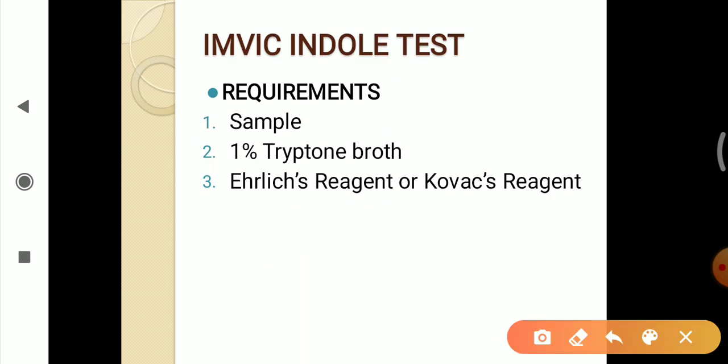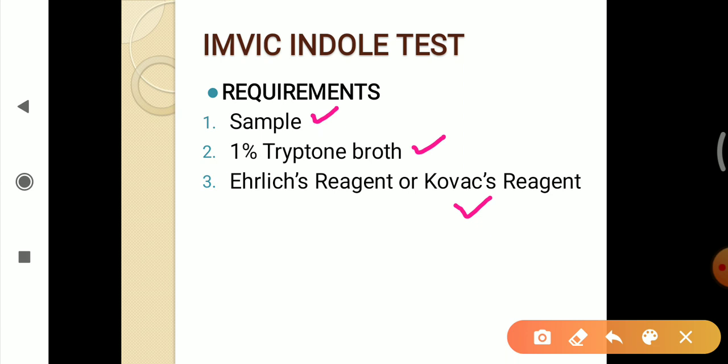So, what are the requirements for the test? First, the sample or a culture to be tested. We want to know whether our culture or sample gives a positive indole test or not. Second, sterile 1% tryptone broth. And third, Ehrlich reagent or Kovac's reagent, any one of them will work.